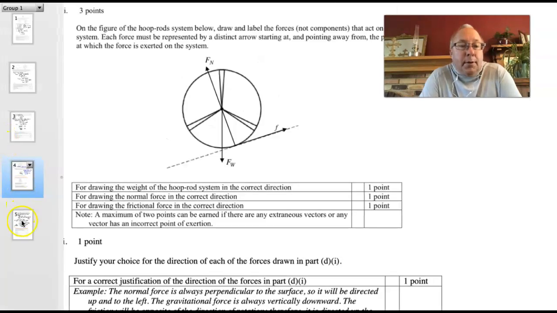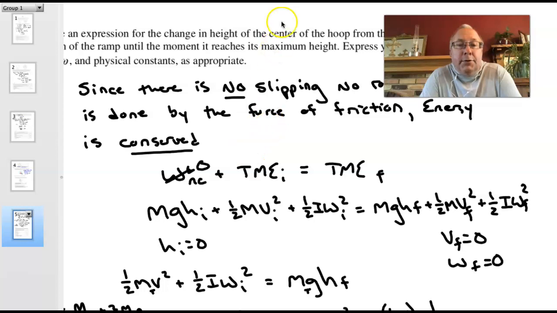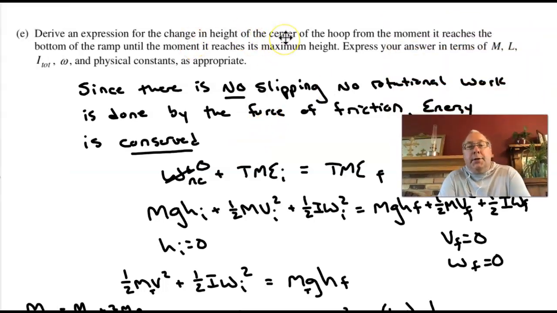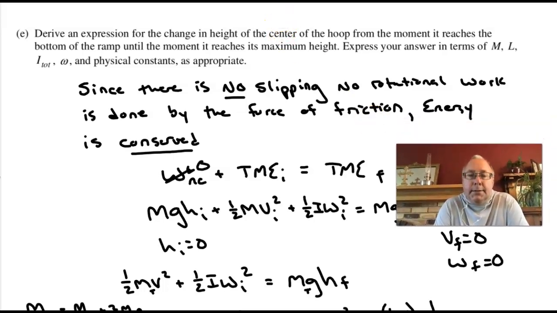And then the last part of the problem is using the idea of energy on the ramp. It says derive the expression for the change in height to the center of the hoop, from the moment it reaches the bottom of the ramp to the moment it reaches its maximum height. We've done this kind of problem with blocks and things like that before. Since there's no slipping in these cases, there's no rotational work done by the force of friction, even though we have friction on it, and friction usually does non-conservative work.